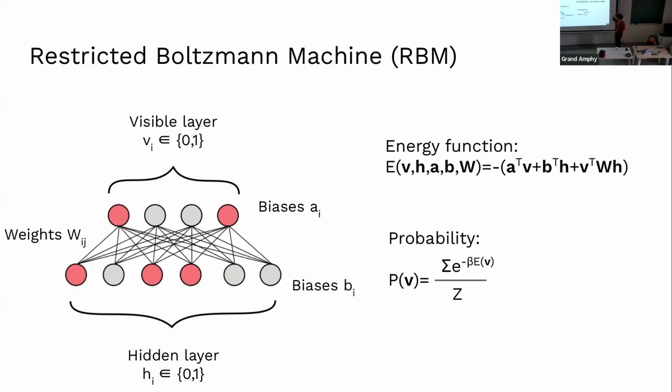So you can define this energy function of V and H, so a configuration of the model is the set of one vector V and one vector H, and of the model parameters A, B, W. So this is a simple linear combination. And you can define a probability, for example here the probability for configuration V will be the sum over all possible configurations H of this Boltzmann-like probability.